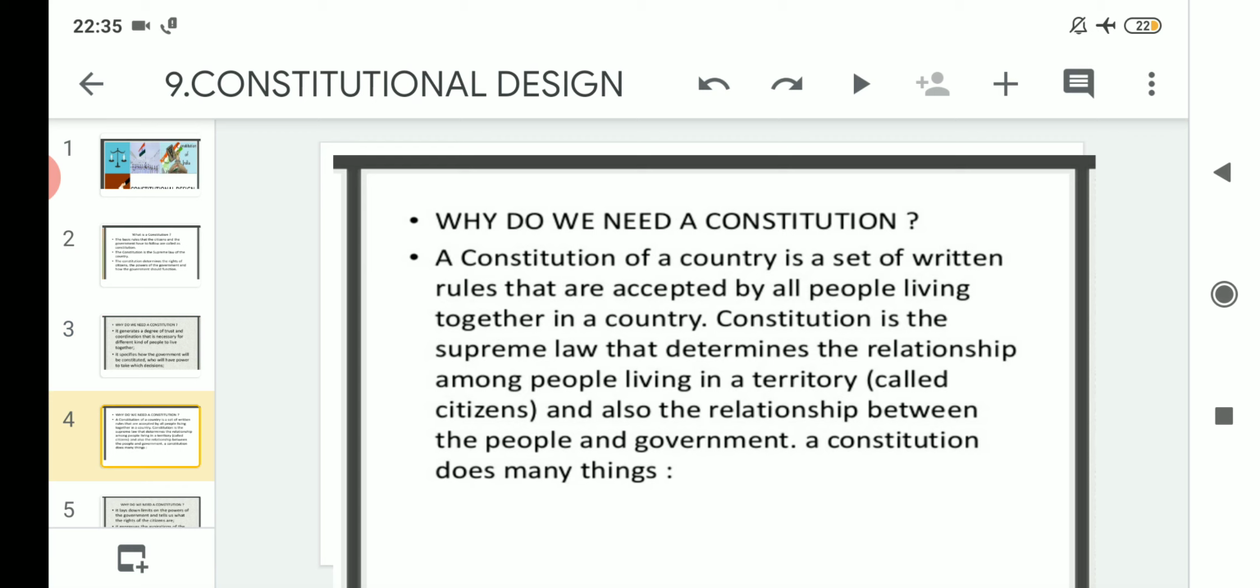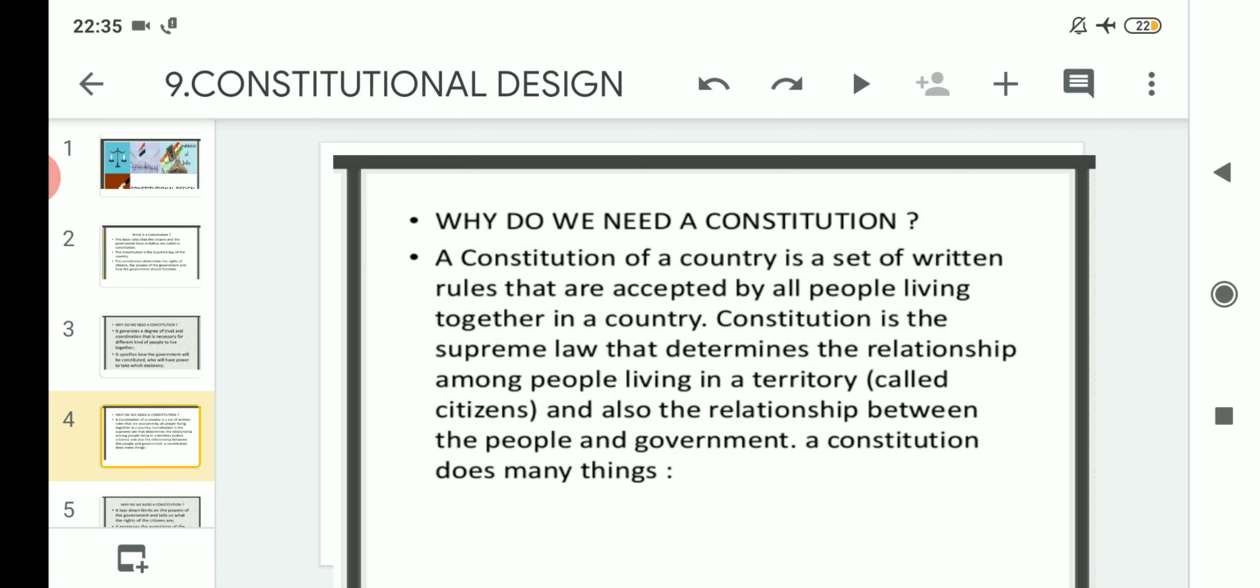Constitution is the supreme law that determines the relationship among people living in a territory, called citizens. So it is the supreme law, as we have studied earlier, above that no one is there, that actually determines what? The relationship among the people living in a territory. Suppose in a country like India, if we people are there from different castes and communities, and we are living there, we will be known as what? The citizens of that particular country. And we have to abide by what? The supreme law of the country, that is known as the constitution.